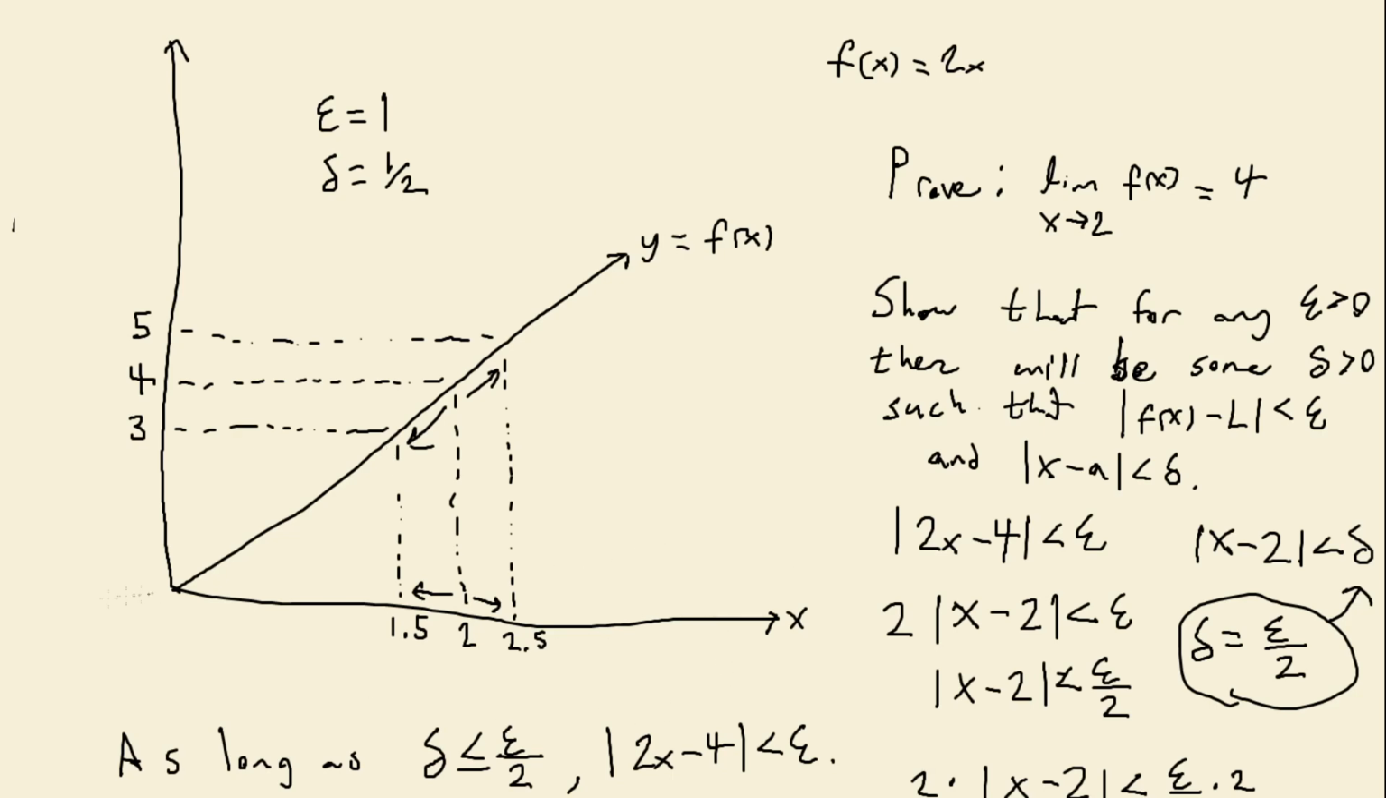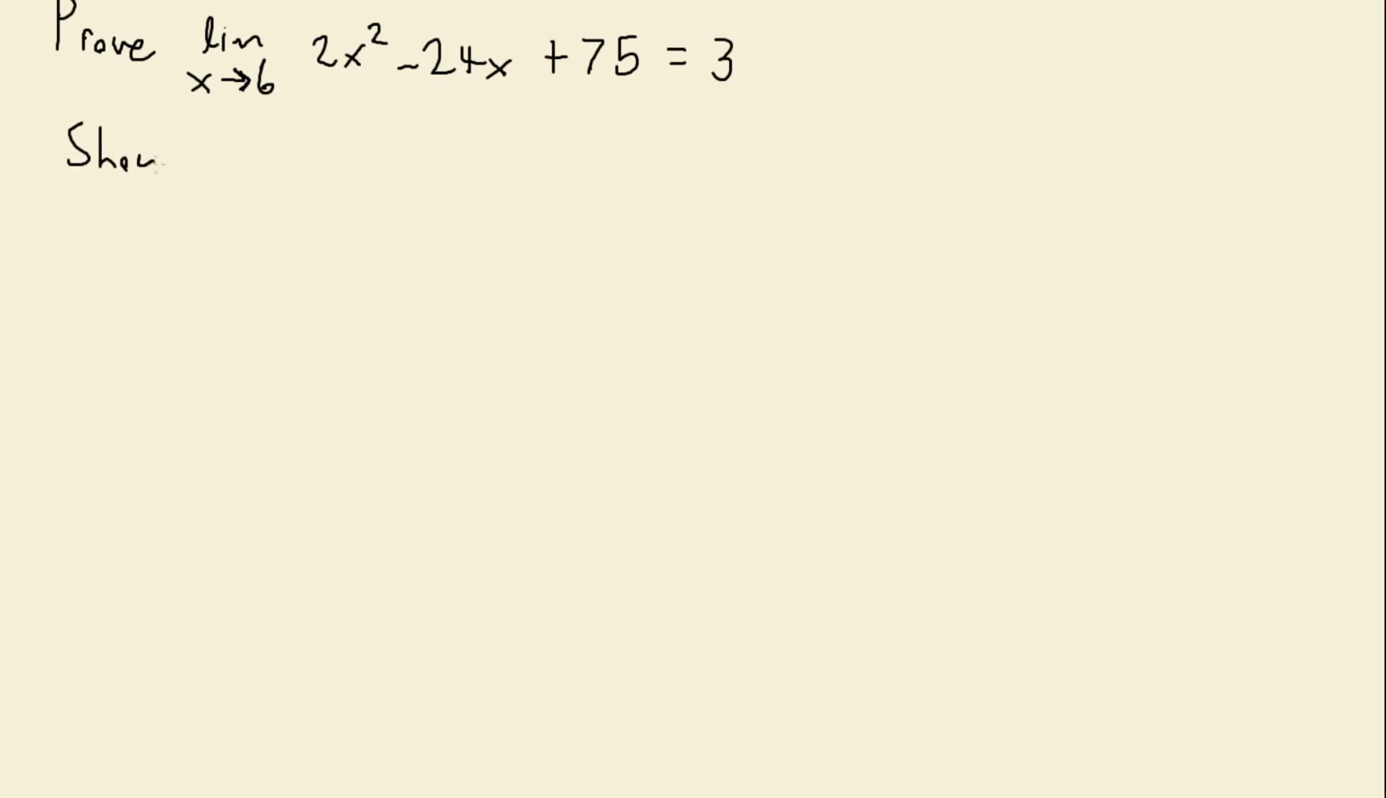So now let's take a look at an example that's just a little bit more complicated, just to see if we really have a handle on this definition. Let's say we're tasked with proving that the limit as x approaches 6 of 2x squared minus 24x plus 75 is equal to 3. If you plug this into a calculator with the number 6 or work it out by hand, you'll see that it does indeed equal 3, but we want to prove that the limit as x approaches 6 equals 3.